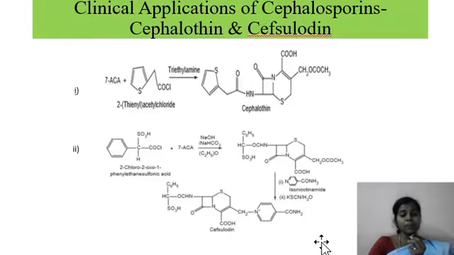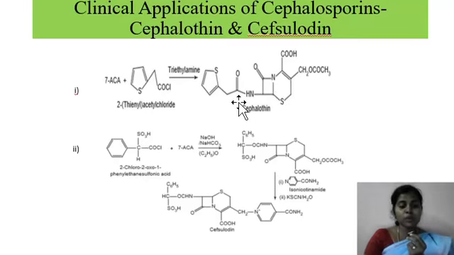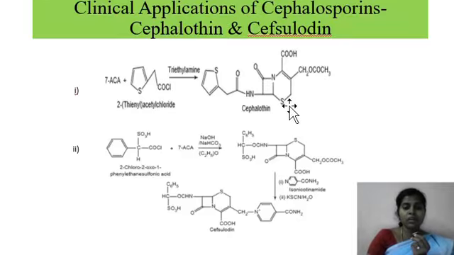And moving on to the clinical applications of cephalothin and cefazolin. So, in case of cephalothin, 7-amino cephalosporanic acid is treated with 2-thienyl acetyl chloride in the presence of triethylamine. Simple HCl is being eliminated, and it creates a bond between this cephalosporanic acid as well as the thienyl acid chloride. Now, again, you will be getting cephalothin.